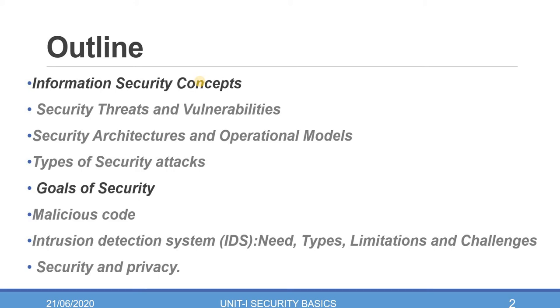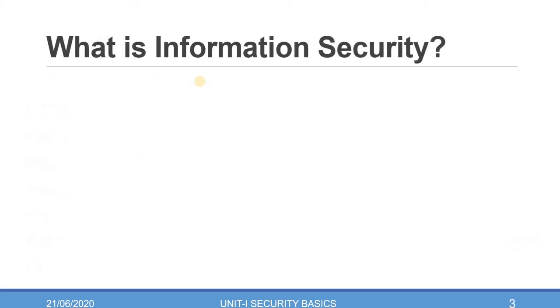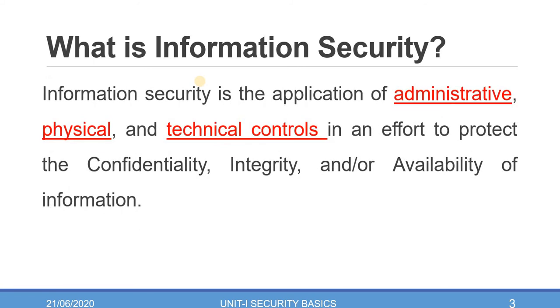In this lecture, we'll see two concepts. One is information security and the other is the goals of security. Before starting the actual content, let us ask certain questions. What is meant by information security? Information security is the application of administrative, physical and technical controls in an effort to protect the confidentiality, integrity and/or availability of information.